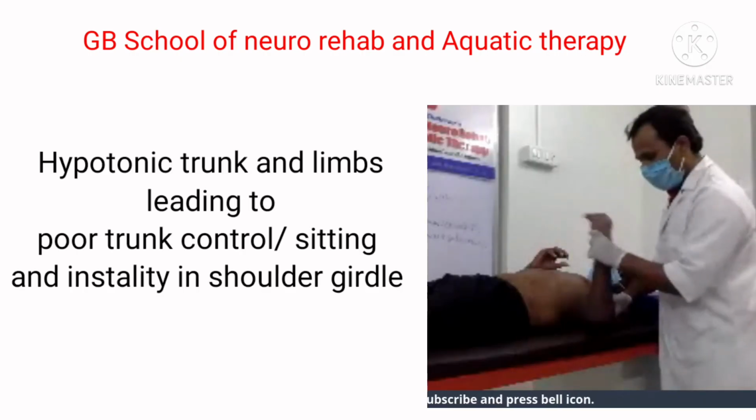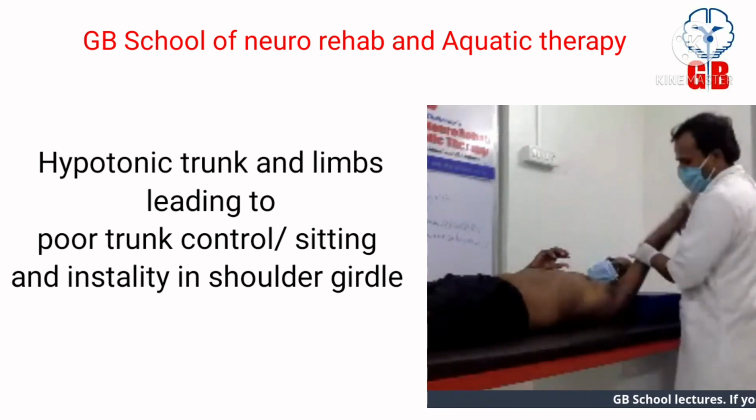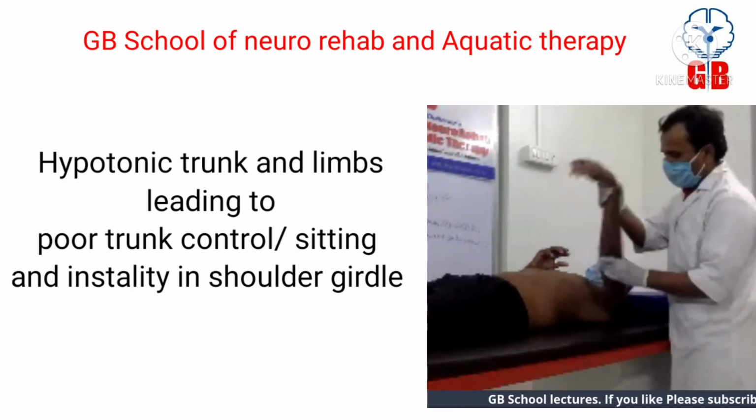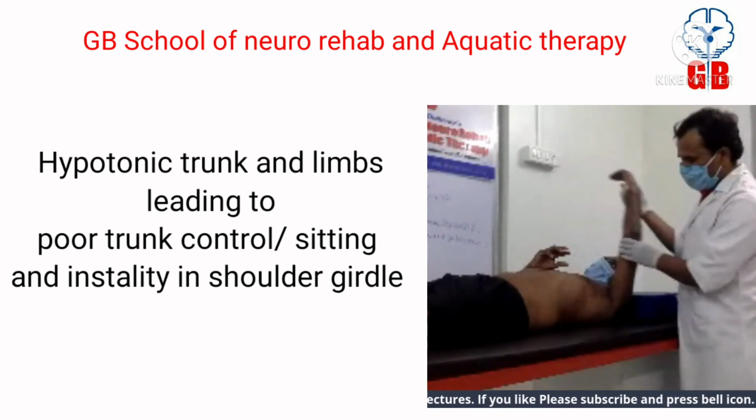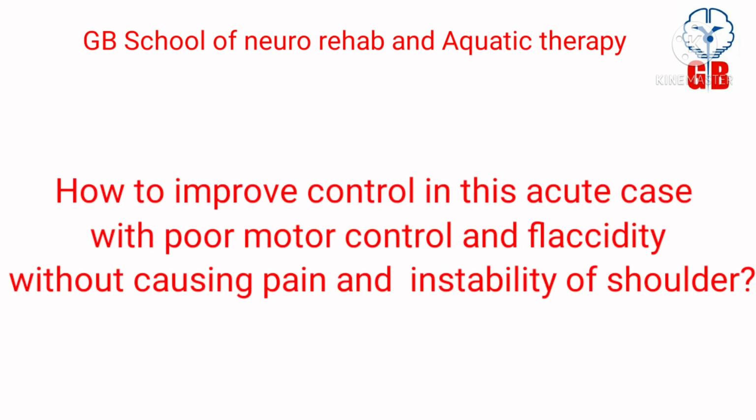This is a case of hypotonia and poor trunk control in upper limb and lower limb, leading to poor proximal stability of the trunk and shoulder girdle. Initiation of movement requires optimal muscle tone. Hypotonia makes it difficult to facilitate and improve the control in the upper limb and lower limb in acute phase. So how to improve control in acute stroke case with poor motor control and flaccidity without causing pain?